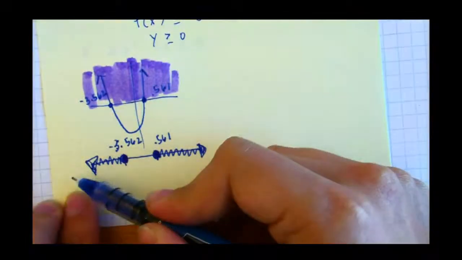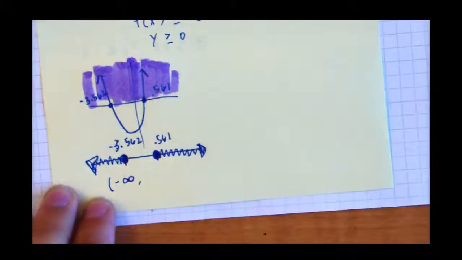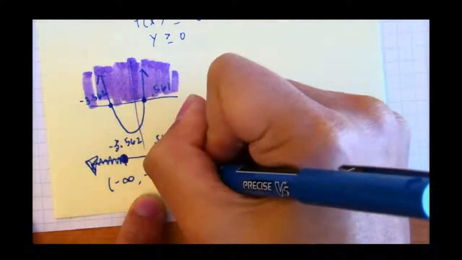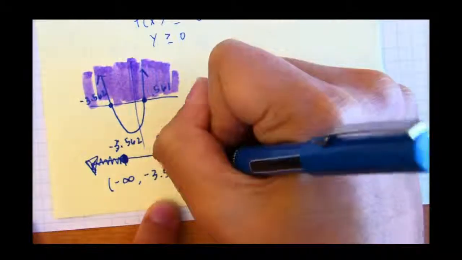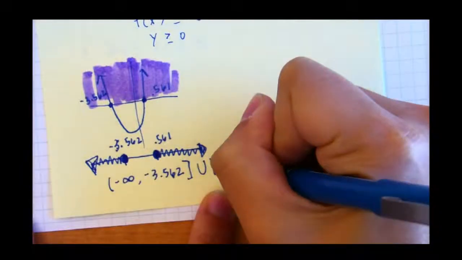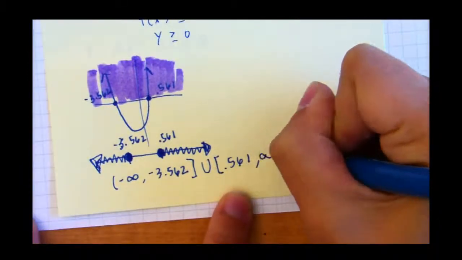Closed circles. So my inequality notation, starting from the left, I'm starting at negative infinity. Negative infinity always gets parentheses. I go to negative 3.562, which gets a bracket since it can include 0. Then I've got a union. I'll start up again at negative 0.561, and I'm going to positive infinity.